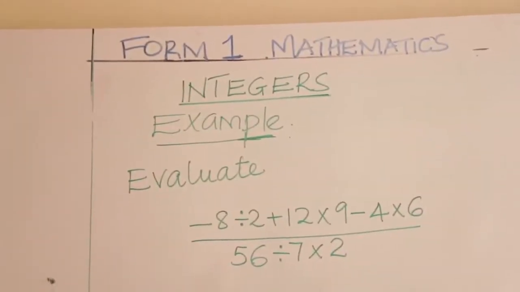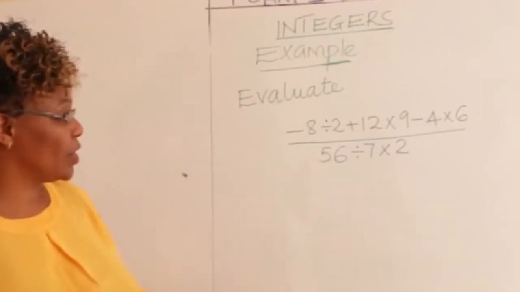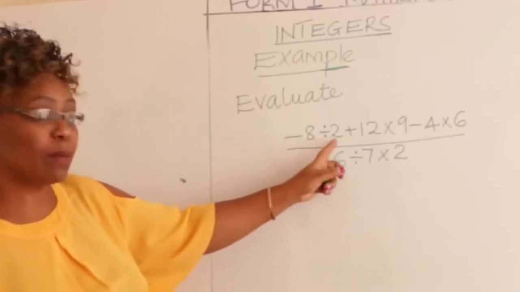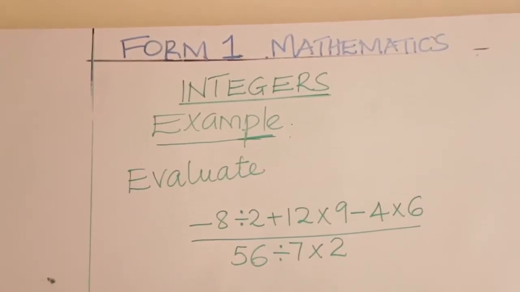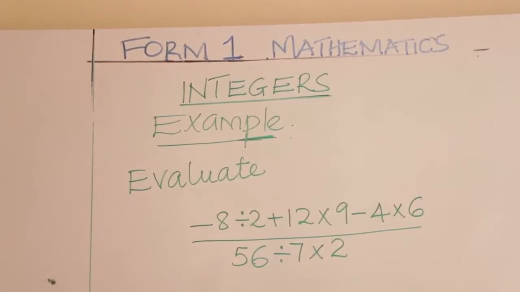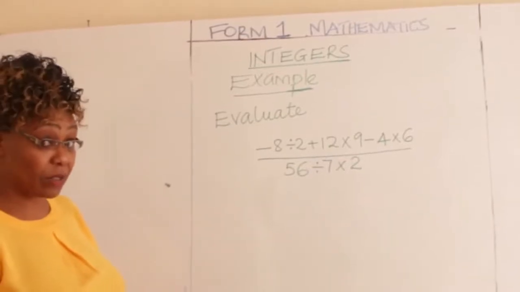Integers, and we look at an example here on integers. So suppose you are told to evaluate negative 8 divided by 2 plus 12 times 9 minus 4 times 6, divided by 56 divided by 7 times 2. How do you go about it?